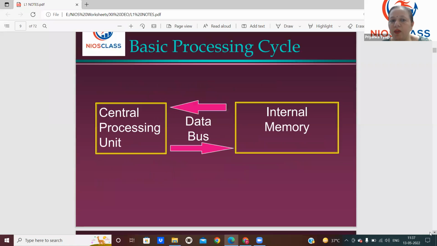Okay, now next you can see here the basic processing cycle, right? This is the basic criteria of how a computer can process and how it can store information in the computer memory, how it can deal with the memory. This is the central processing unit, right? Look at the arrow direction here. And this is another unit, that is internal memory. So data buses are the devices or the wires which are used to transmit the data from CPU to internal memory or internal memory to CPU.